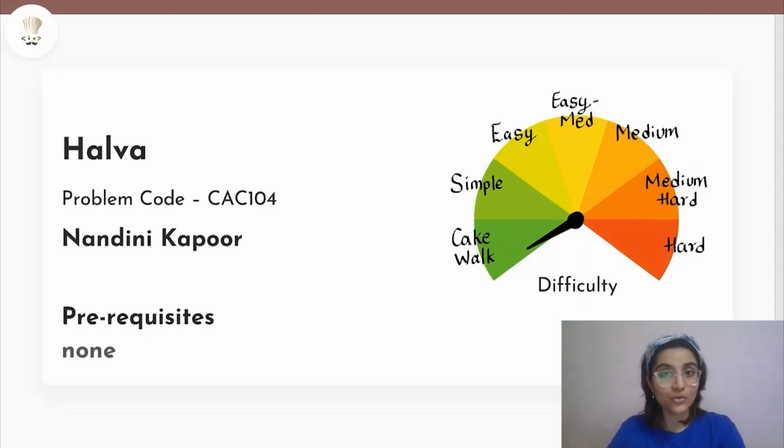You can look it up on CodeChef in practice problems and solve it first, and then come back here later and see the solution. Its prerequisites are nothing really. You don't need to know anything beforehand to be able to solve this problem. Its difficulty is Cakewalk, and I'm about to start with the problem statement.